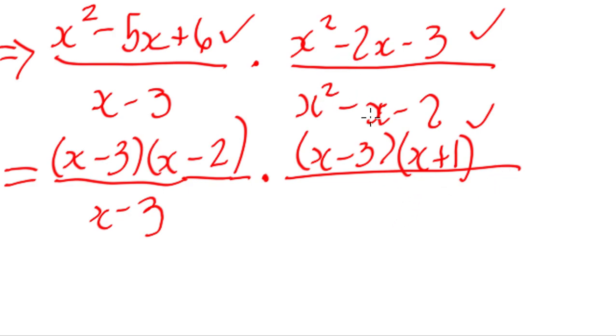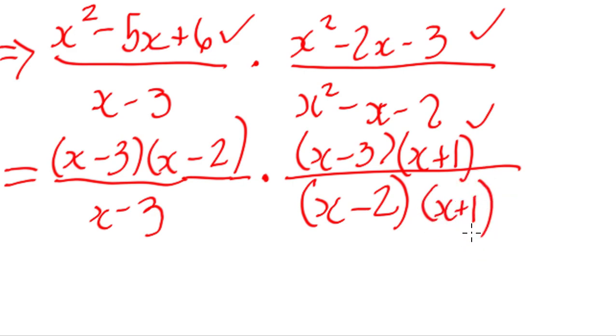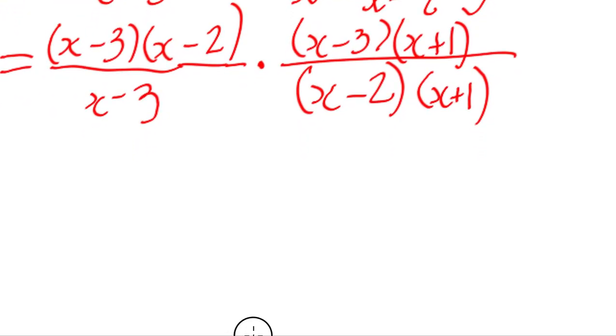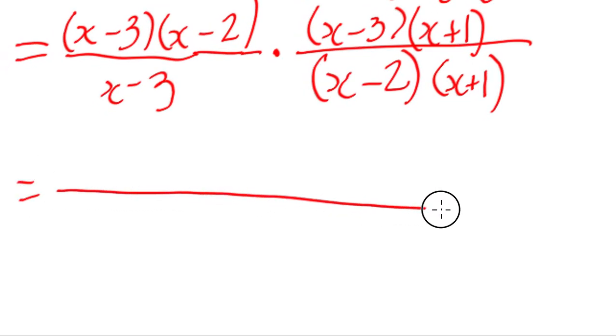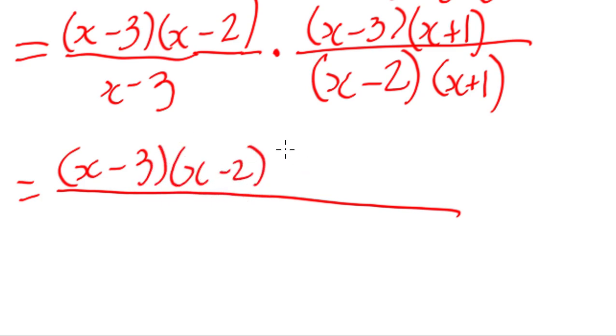For the denominator, we have x squared minus x minus 2. Multiplying the two numbers gives us minus 2, and combining them gives us minus 1. There are no better numbers than x minus 2 times x plus 1. That's it. Now maybe we can put them in a single fraction. So what do we have? One long fraction: x minus 3 times x minus 2 times x minus 3 times x plus 1.